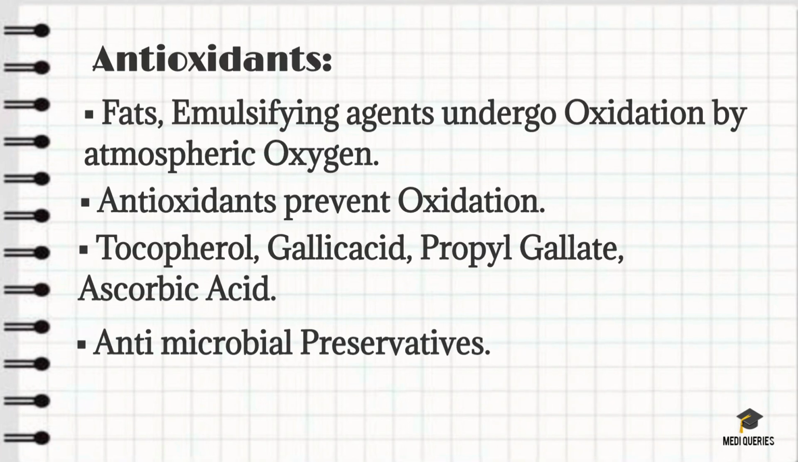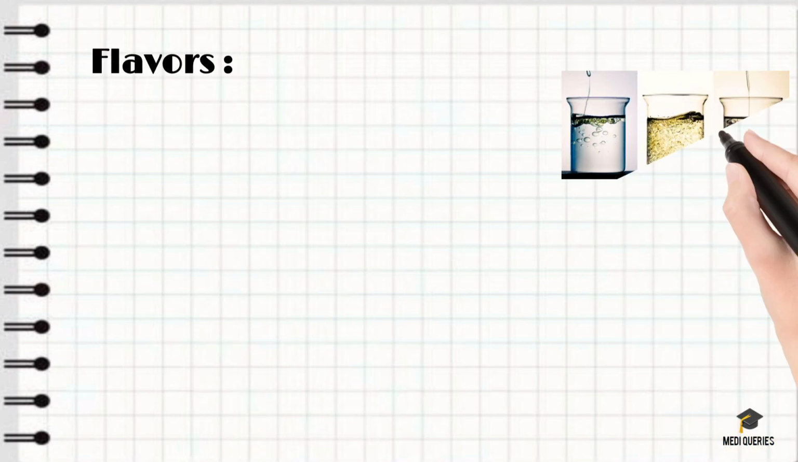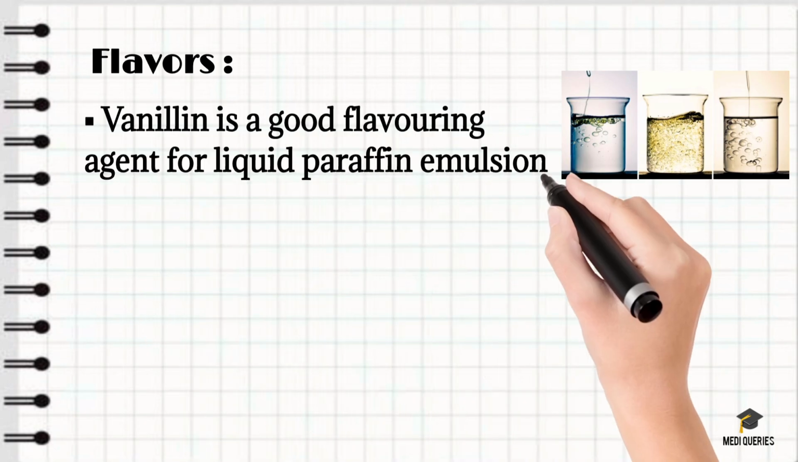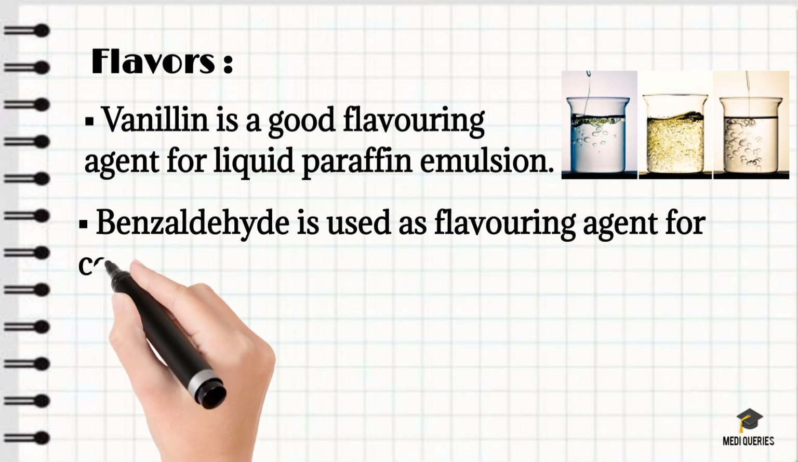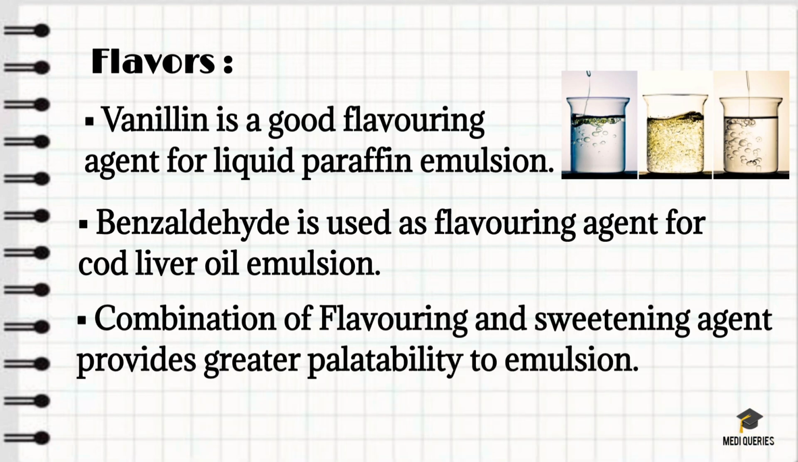And next type of ingredient is the flavors. Vanillin is a good flavoring agent for the liquid paraffin emulsions. Benzaldehyde is generally used as a good flavoring agent for the cod liver oil emulsions. And a combination of flavoring and sweetening agents provides greater palatability to the emulsions here. So this is about the formulation of the emulsion.